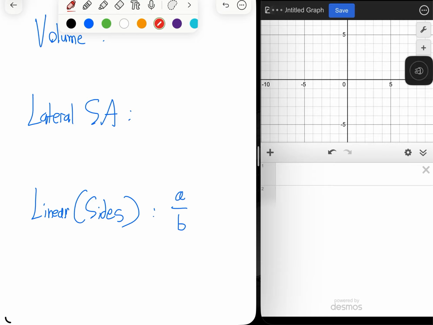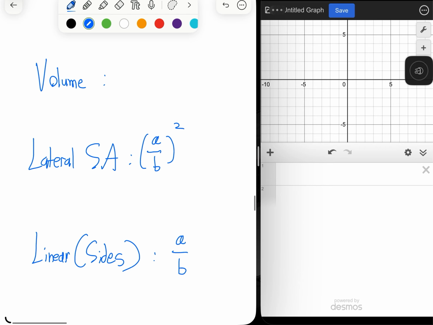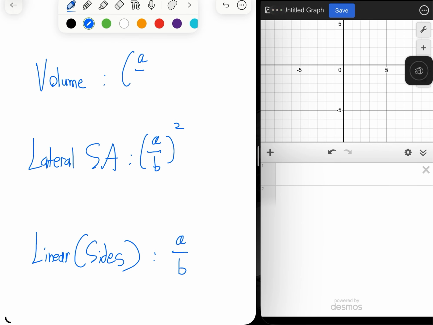So now, if that's the predefined ratio for the sides, the ratio for the surface area is A over B squared. And likewise, the ratio for the volume is A over B cubed. You might be wondering, why is surface area squared? Why is volume cubed? Why is it this specific ratio?